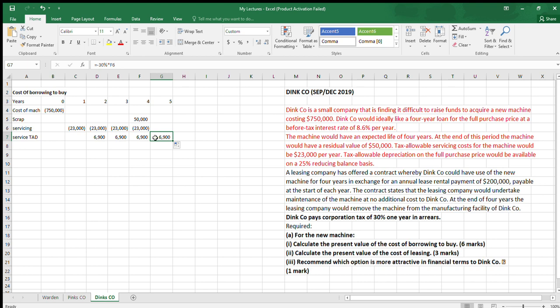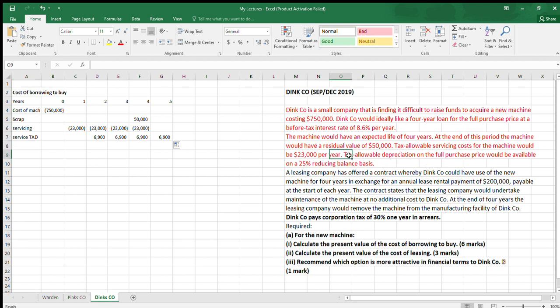But when you are solving for cost of borrowing, you don't pay tax. The tax is adjusted for in the interest rate that you use for the discounting. So we don't add a column of taxation. There's no taxation here when it comes to borrowing to buy and leasing. There's nothing like tax. So now we have our original TAD.